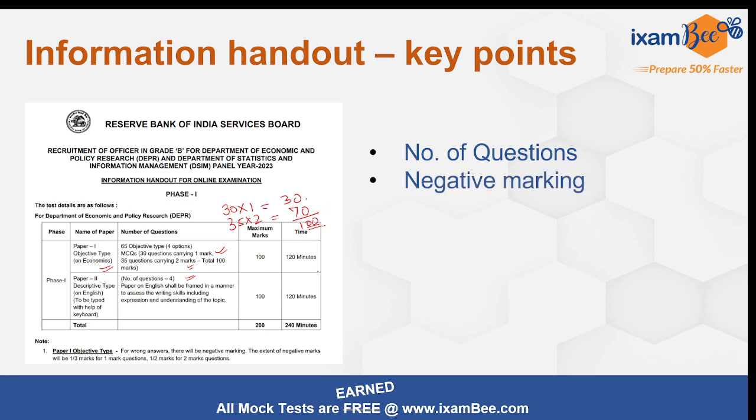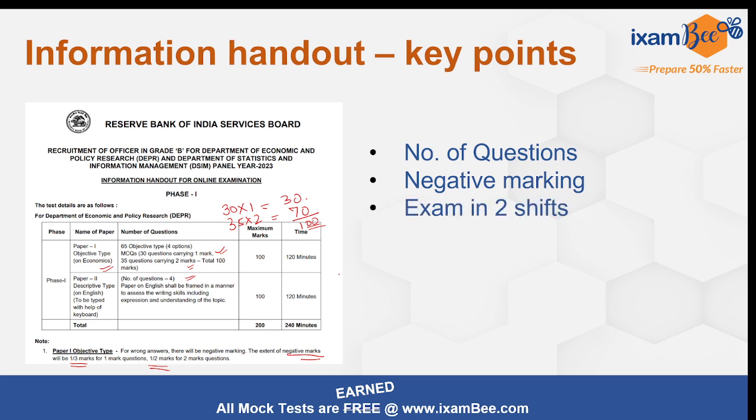The next thing to note is the negative marking. The negative marking here has been specified, and it is different for the 1 marker and 2 marker questions. For 1 marker questions, the negative marking is 1/3, while the risk is higher in the case of 2 mark questions, where half a mark will be deducted for an incorrect answer. In the case of 1 mark questions, the negative marking is 1/3 of the marks. So you have to be careful while you attempt the questions.